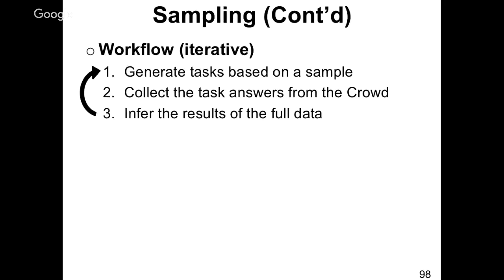And the workflow for the sampling-based method is still iterative, because you don't know what the right sample size should be at the beginning. So you first create a small sample of data, and you ask the crowd to work on this small sample of data. Then you get a result and try to figure out whether this result can satisfy your quality constraint. If it doesn't satisfy, you can enlarge your sample size and ask the crowd to continue to work on a larger sample.